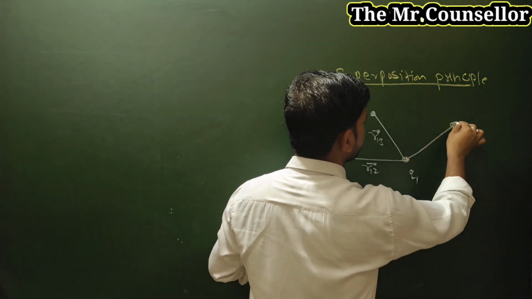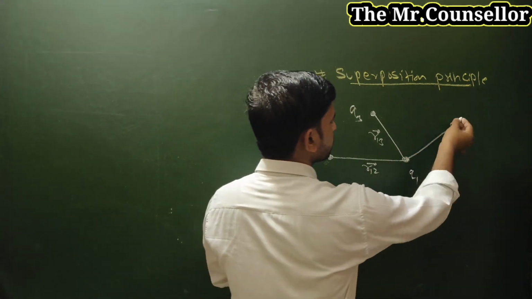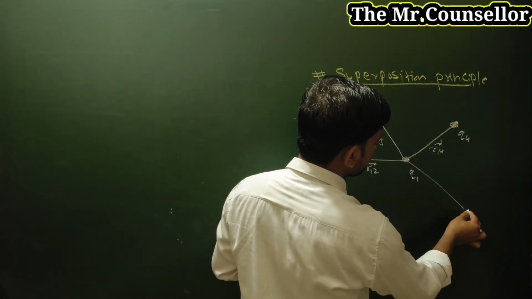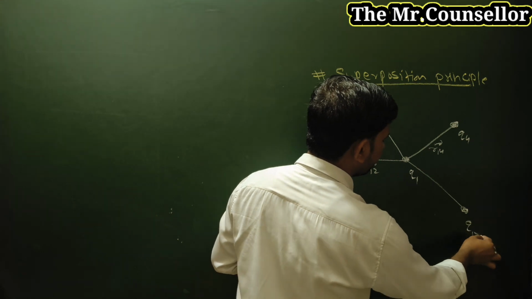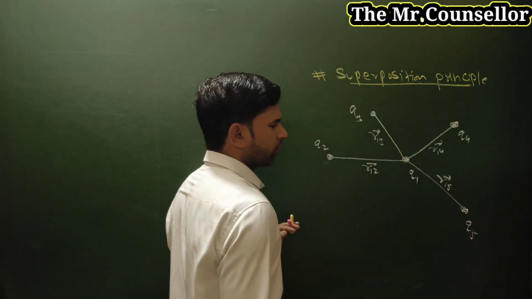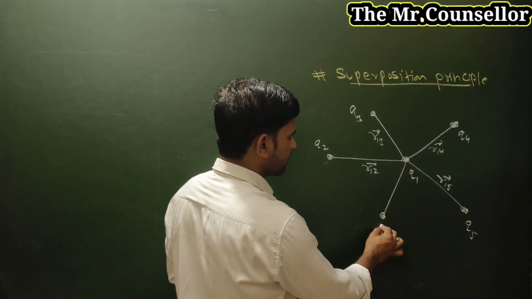Similarly, if we have q4 charge here, this is the position vector r14, and here suppose that we have q5 point charge, and here position vector r15. Is it okay or not? And here we have one more point charge, qn.